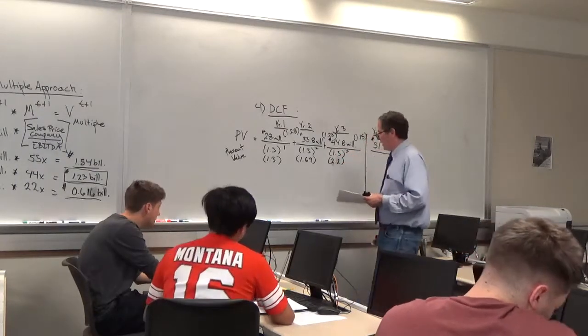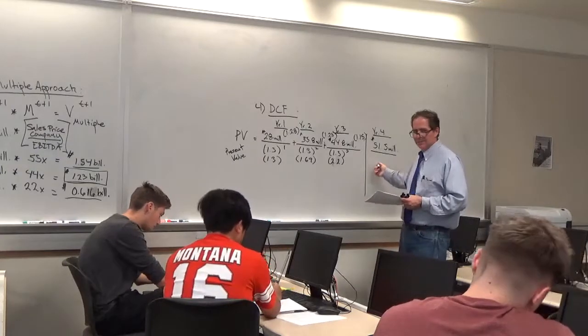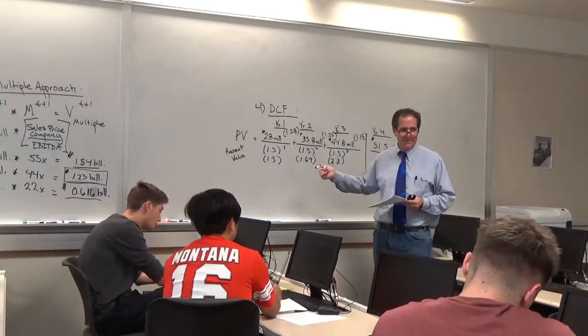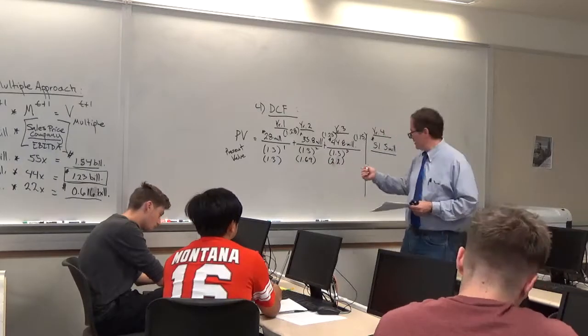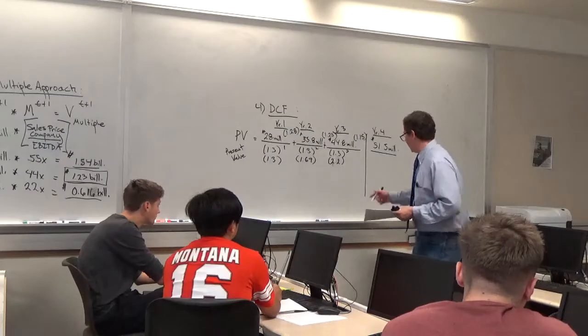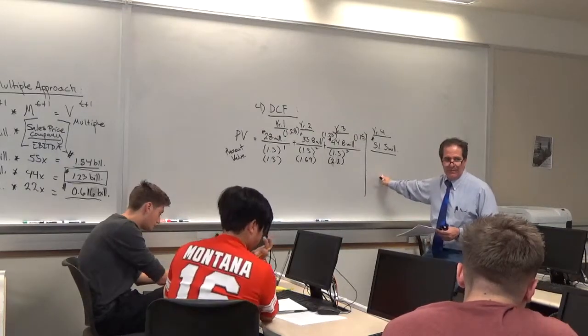Okay. What about this one? A little harder. 1.3 to the fourth. No, this one's different, because we're using the cash flows to calculate the terminal value.